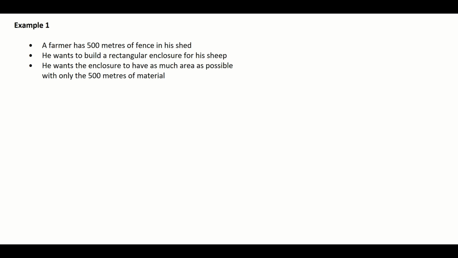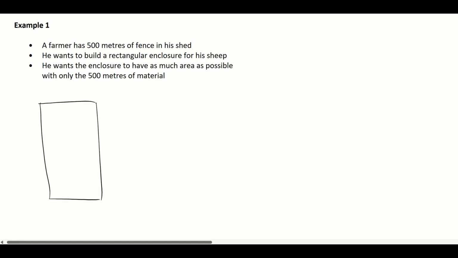A couple of options for him. He could build a rectangle which has dimensions of 50 metres in width and 200 metres in length. So he's used his 500 metres of fence there. Now the area that he'll obtain here, just being the length times the width, so 50 times 200, would be 10,000 metres squared of area.